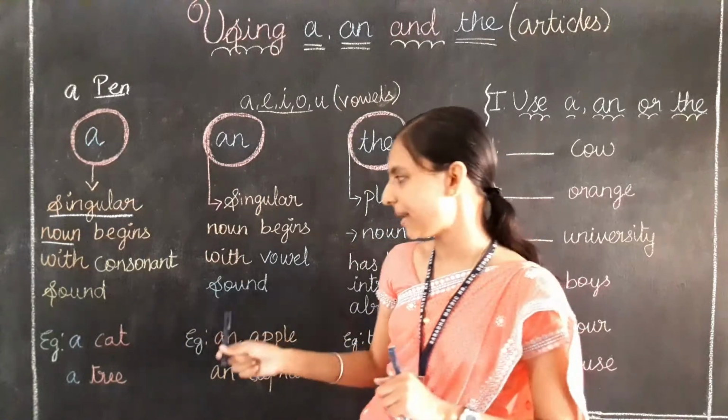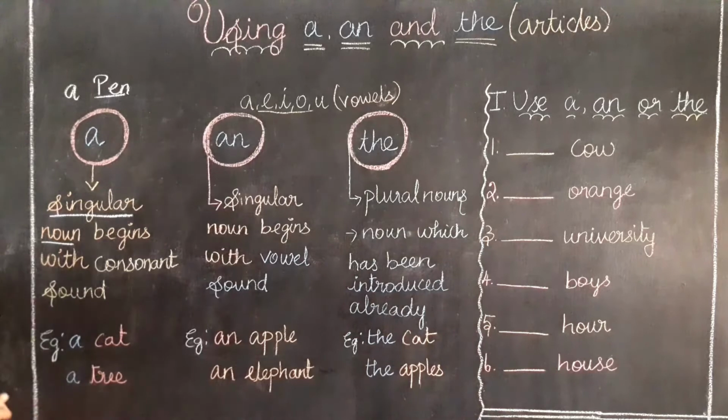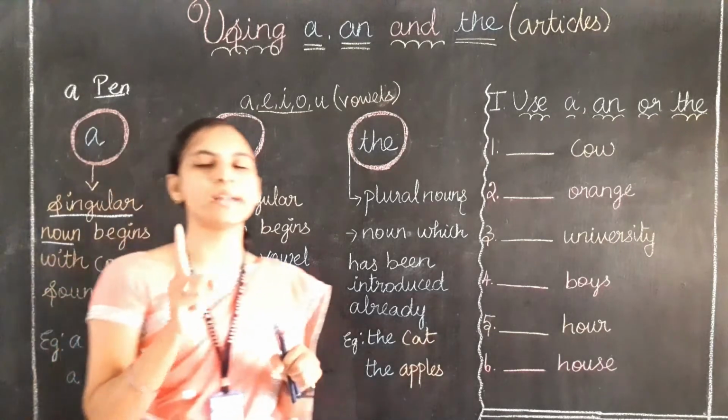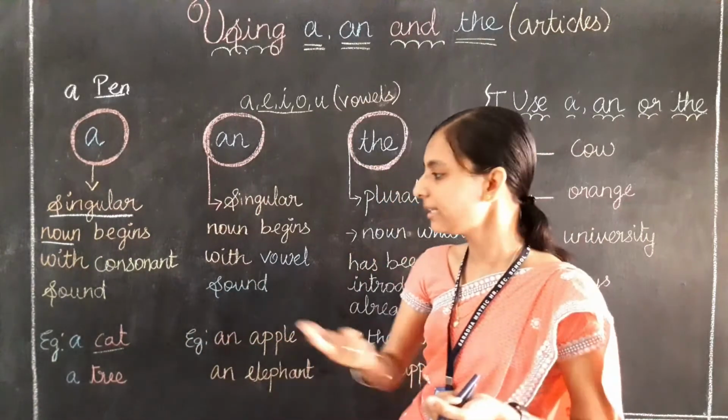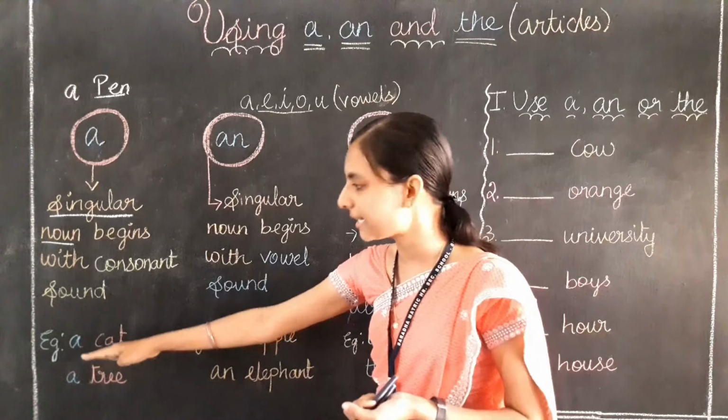Clear? Let's learn with some examples. I have written 2 examples here: a cat, a tree. Here the word cat begins with the K sound, which is a consonant sound. So that's why I have used article A, and it is also singular. I am talking about only one cat, and it begins with a consonant sound. That is why I have used article A.